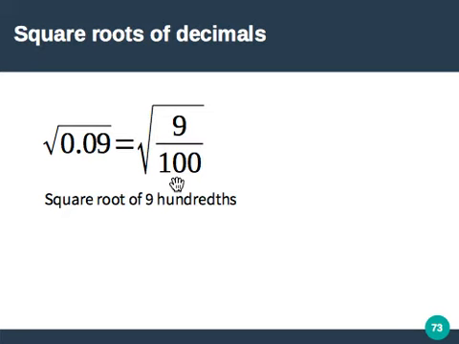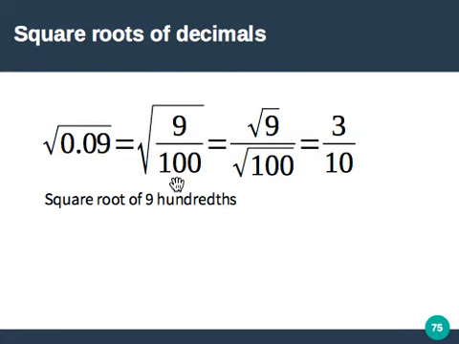It's a fraction, so that means that you have to get the square root of the numerator and the square root of the denominator. And then I just proceed to get those numbers as I did before. Square root of 9 is going to be 3, and square root of 100 is going to be 10. That's the answer, 3 over 10.